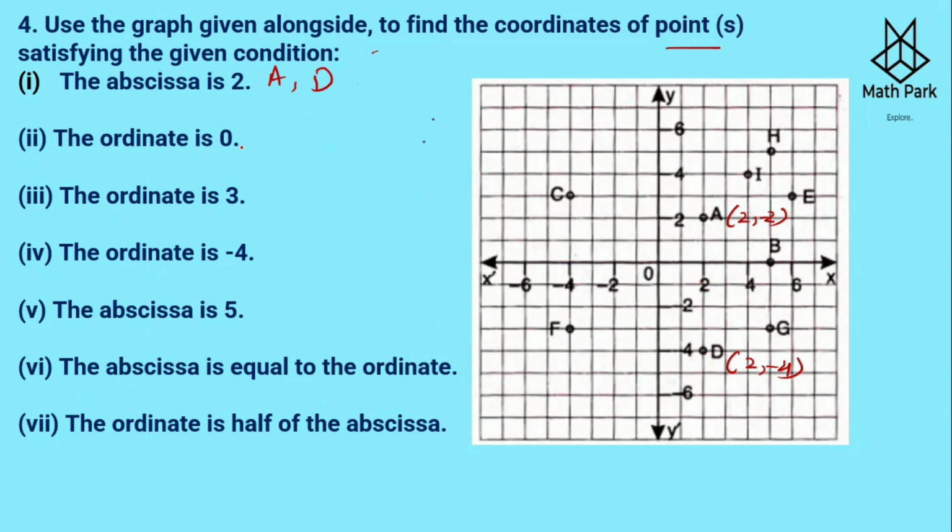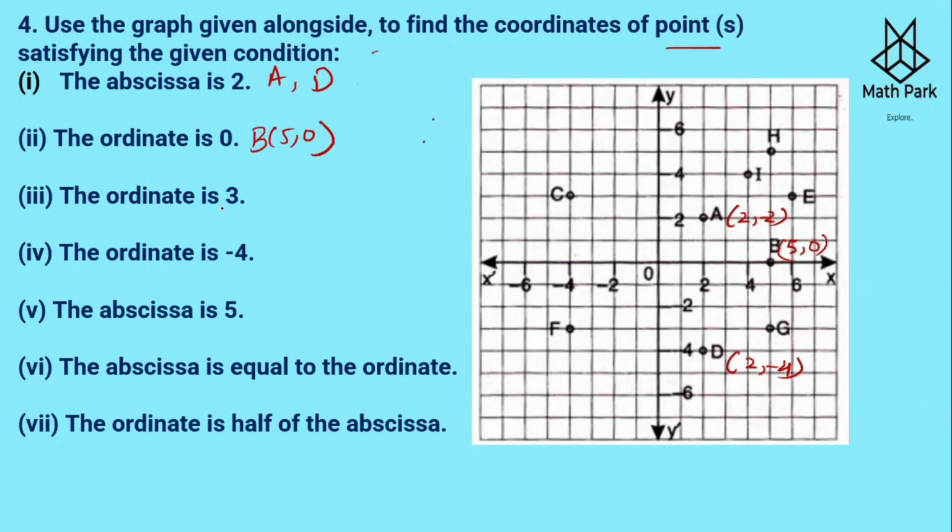The next, the ordinate is 0. Ordinate is 0 means y coordinate is 0. Then the point is going to lie on the x-axis, and that is point B. The coordinates of point B are 5, 0. So B (5, 0) is a point where the ordinate is 0. Ordinate is the y coordinate.